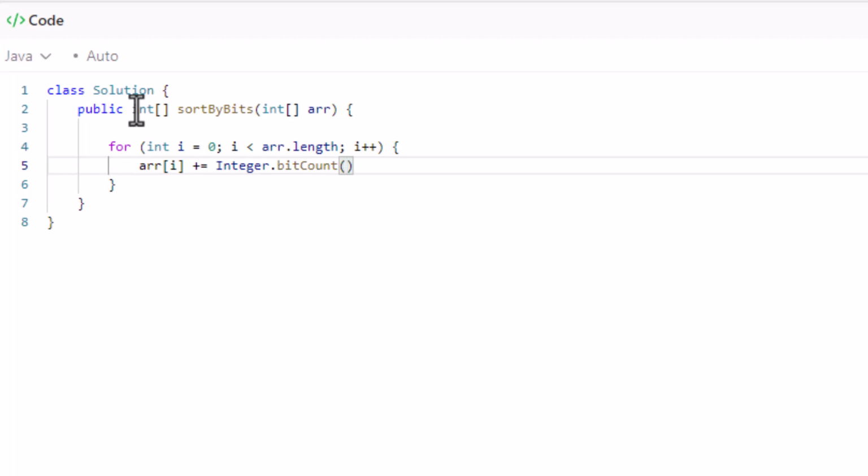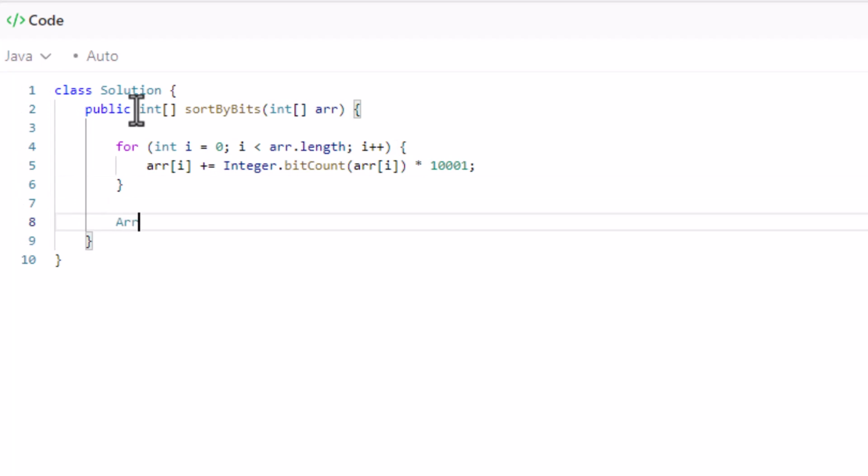Now what we need to do here, going back to the 10 to the 4th power that I talked about, we're going to take the bit representation of the array and multiply that times 10,001, which will give us a unique number, basically. That's all that's doing. So then that will allow us to sort the array.